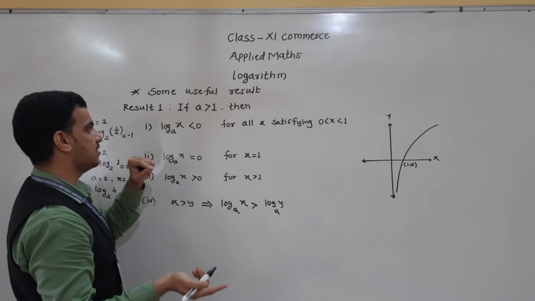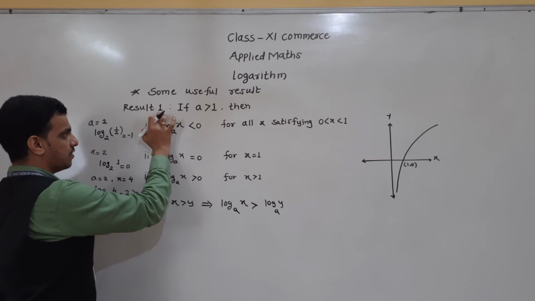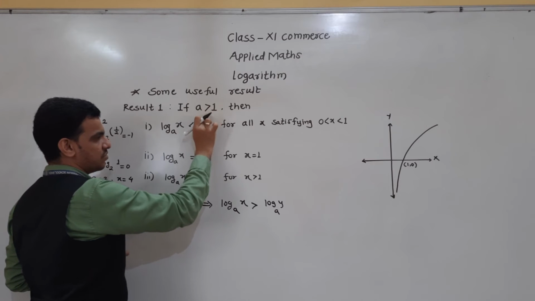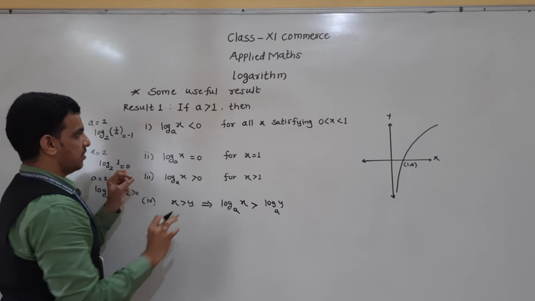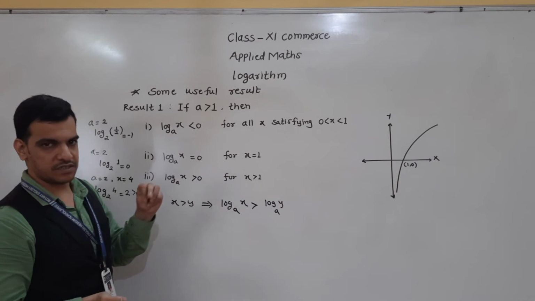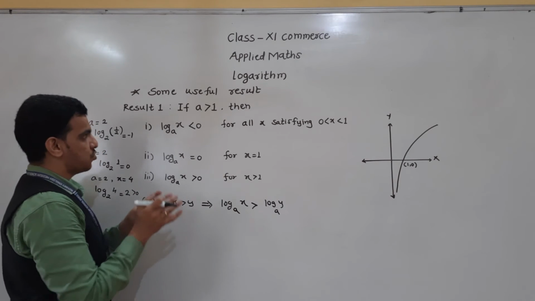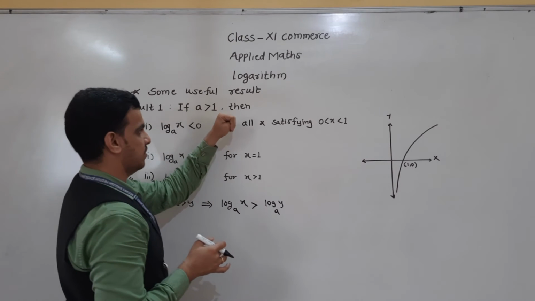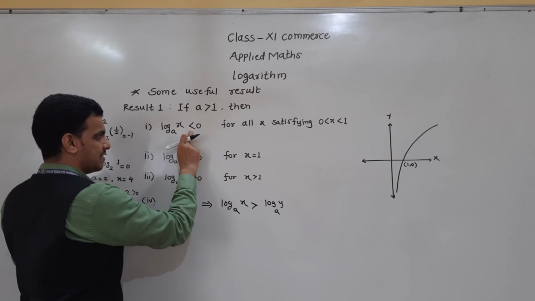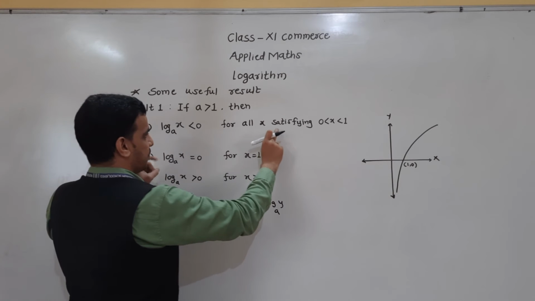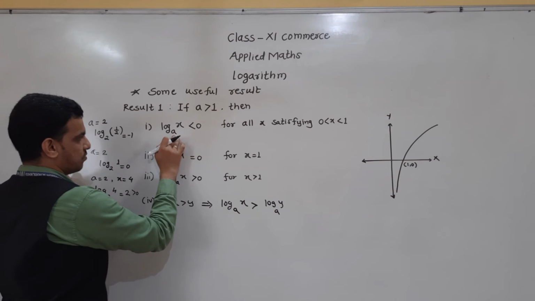Next result we will discuss for a in between 0 and 1. So the first result we discussed for a greater than 1. If the base is not equal to 1, there are two parts: either it is greater than 1 or it is in between 0 and 1. So first we will discuss for a greater than 1. If a is greater than 1, then log x to the base a is less than 0 if x is in between 0 and 1.